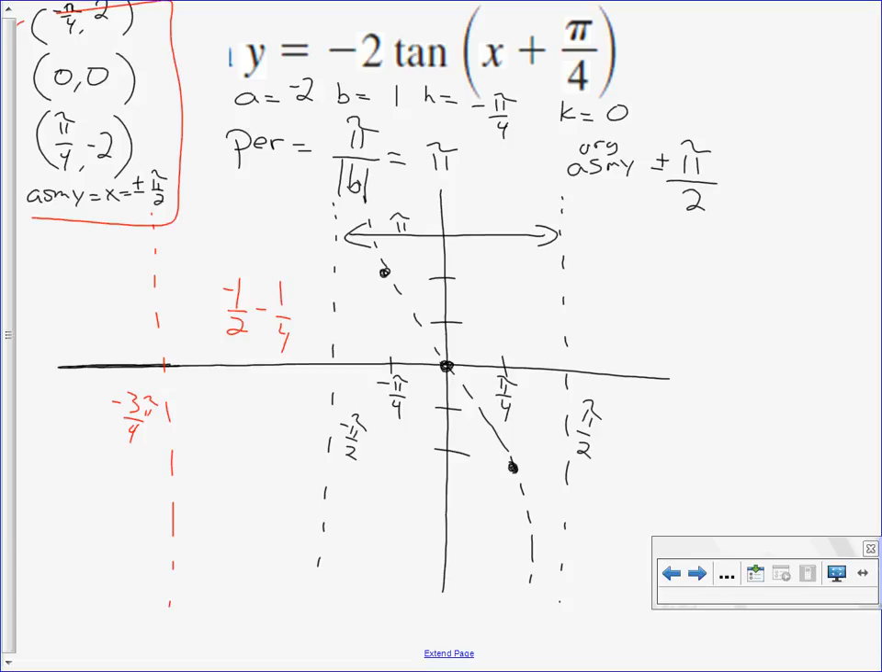So I know that the first asymptote will be at negative 3 pi over 4. The other asymptote, when I take 1/2 and I subtract 1/4, what do you get? You get 1/4. So that asymptote will be here at pi over 4. So now this is my new boundary. This distance is still a period of pi. That period doesn't change. That overall distance doesn't change. All I did is I just moved it from here to here. That's it.